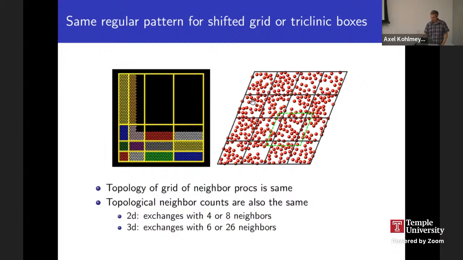And if it's a triclinic box, it's again the same regions, the same topology, but now it's just a tilted set of atoms that you're passing between your neighbors. Again, you're doing just the 4 exchanges instead of 8, and 6 instead of 26.